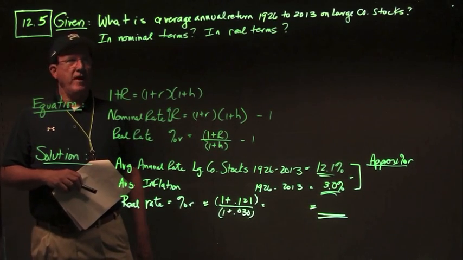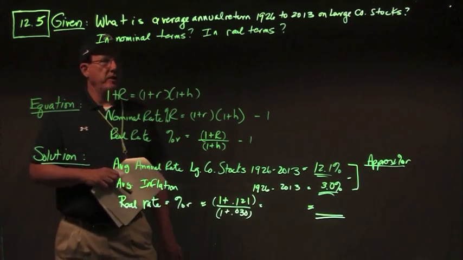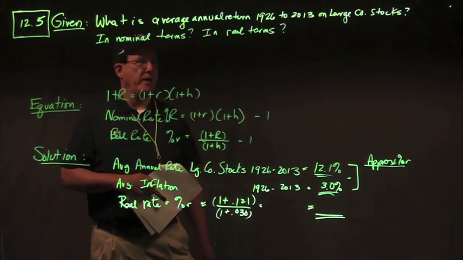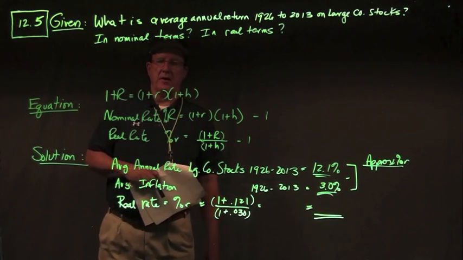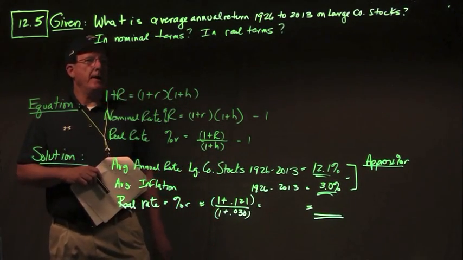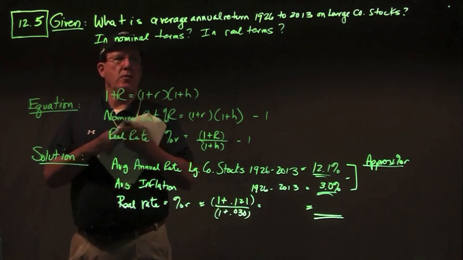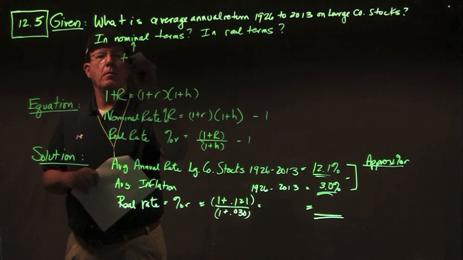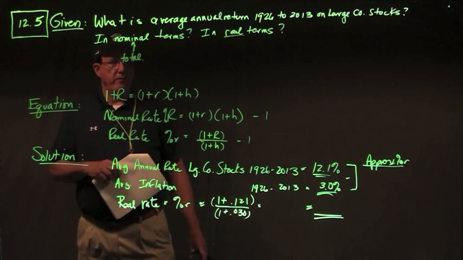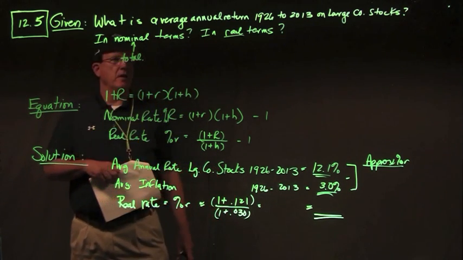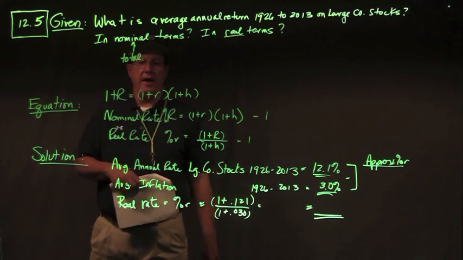In problem 12.5, we want to know what is the average annual return, 1926 to 2013, on large company stocks, according to the Ibbotson and Sinquefield study. What is the answer in nominal terms, or total? So nominal means total. And then also in real terms, once we take away inflation. So we need to look at what inflation was from 1926 to 2013. We can find these in the tables in our text.